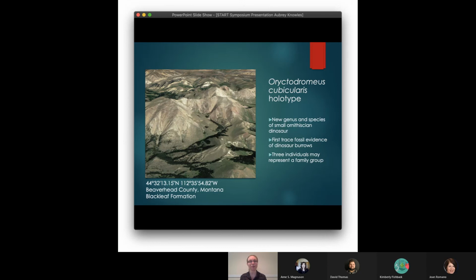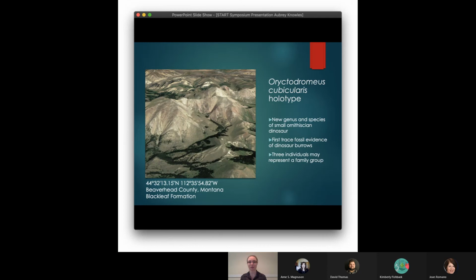This is from the Blackleaf Formation, which dates to about 95 million years ago. This was on a floodplain as the depositional environment. This is a new genus and species of small ornithischian dinosaur, little herbivorous dinosaurs that were probably bipedal. But most notably, more than the new species of dinosaur, it's the first trace fossil evidence of dinosaur burrows.